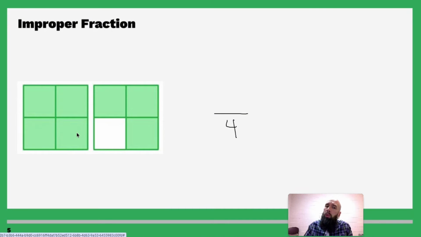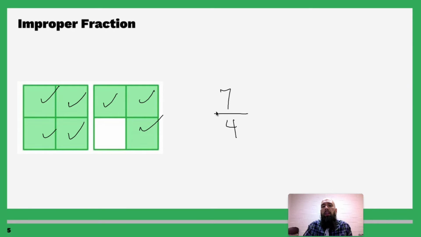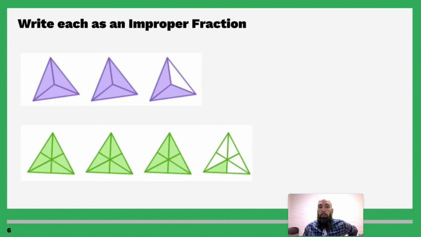How many total blocks are shaded in? 1, 2, 3, 4, 5, 6, 7. So this is 7 over 4. That's an improper fraction. Before we wrote out 1 3 over 4. Now this is 7 over 4. We don't have a large number out in front. We just have a larger number in the numerator than in the denominator, which is perfectly acceptable.